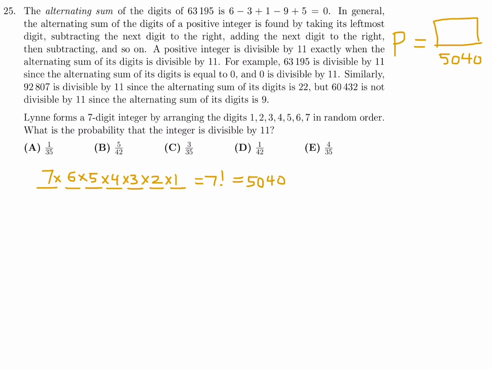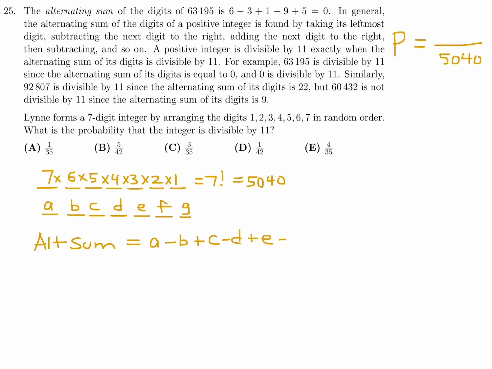And now our task in this question is to figure out what the numerator is. Okay, so the numerator is a specific condition. And I'm going to call the numbers letters: A, B, C, D, E, F, and G, right? 7 letters. Now the alternating sum is as follows. It would be A minus B plus C minus D plus E minus F plus G. And if you group this with the positives and the negatives, it would be A plus C plus E plus G. And then from that, you're subtracting B plus D plus F, right?